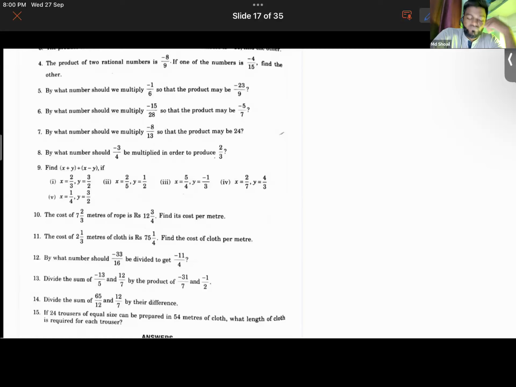So it is the same way we did question number 10 and 11. If 24 trousers of equal size can be prepared in 54 meters of cloth, what length of cloth is required for each trouser? In this question also, you have to basically divide it. In the same manner, it can be solved also. Okay, solve it then. First, write whatever is given in the question. Before you attempt the question, just note down the things given in the question.